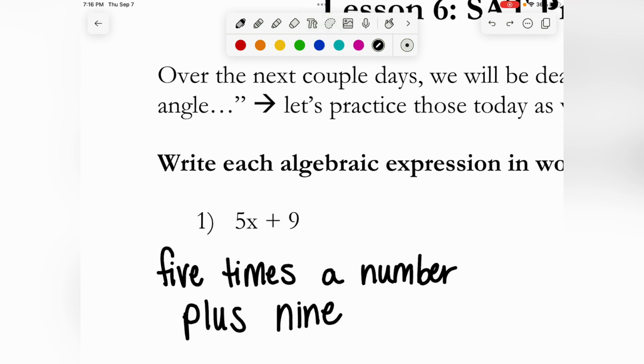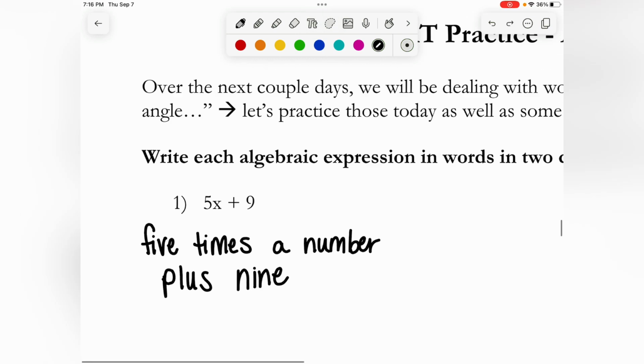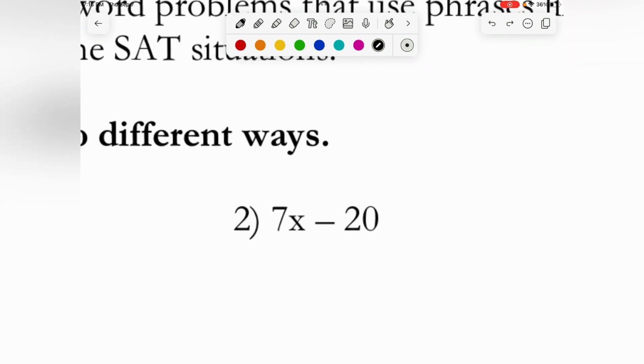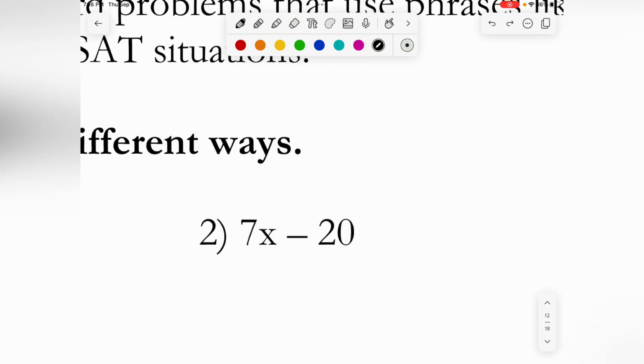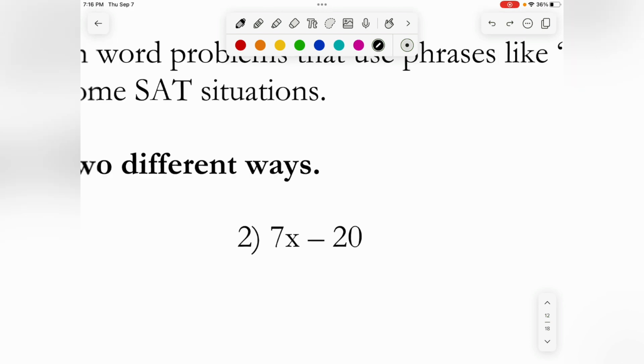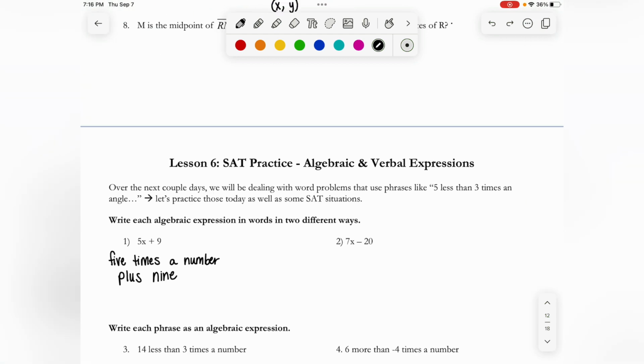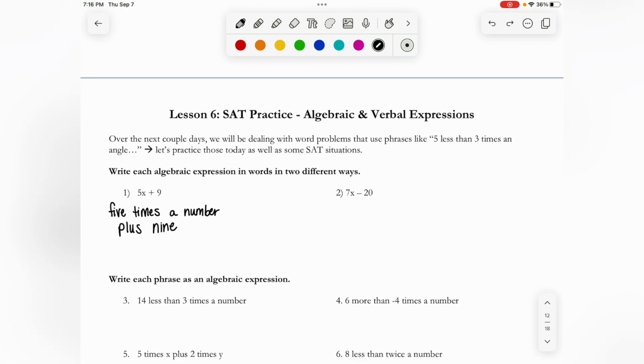You could say like 9 more than 5 times a number. That would be another way to do it. I'm just going to talk about this next one. I could say 7 times a number minus 20. Or I can say 20 less than 7 times a number. So those are two different ways to do that one. So that was the first part of our SAT lesson.